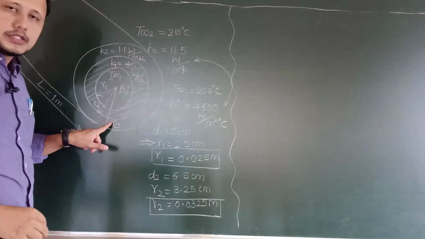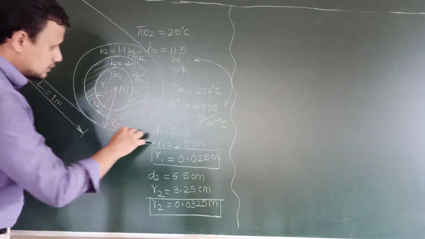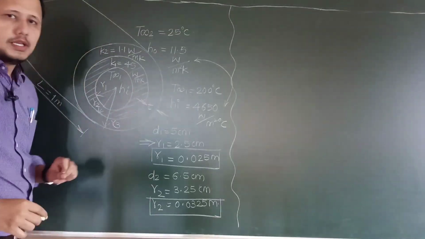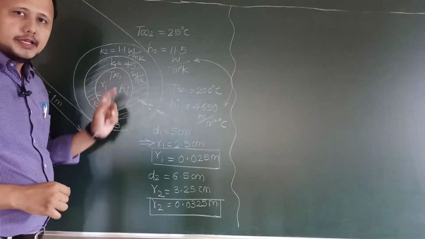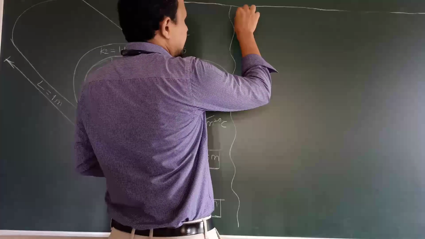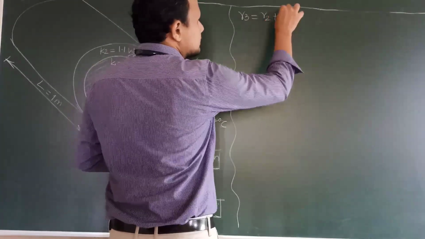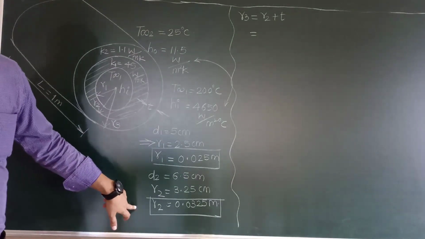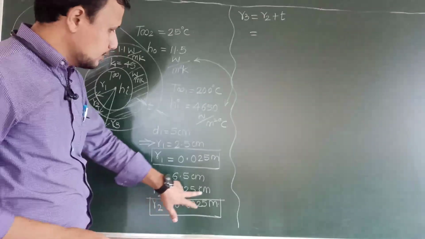the outermost radius R3 has not been given, but the thickness of insulation, which means this much part of insulation, is given to us. And remember, thickness is added only in radius. If you add it in diameter, you will have to multiply it by 2. So that's why if I want the external radius R3, it will be equal to R2 plus thickness of insulation. R2 is already known to us. The thickness of insulation is 2.75 centimeter. So R2 is 3.25 centimeter.